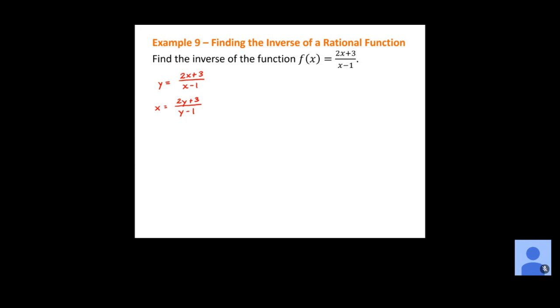Good. Let's get rid of the fraction, right? So I'm going to multiply both sides here by the y minus 1. So just like the last one, we multiplied by the 2 to get rid of the fraction. This time we're multiplying by y minus 1 because that's what's in the denominator. All right, so when I do that, that's going to give us x times y minus 1 equals, and then these factors cancel, so we're left with 2y plus 3. Any questions up to that point?